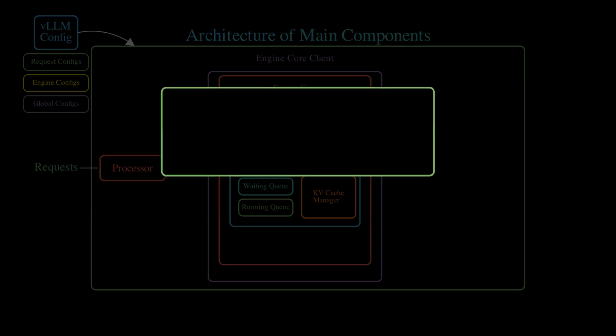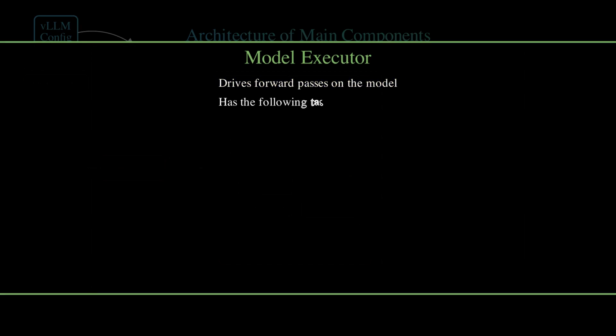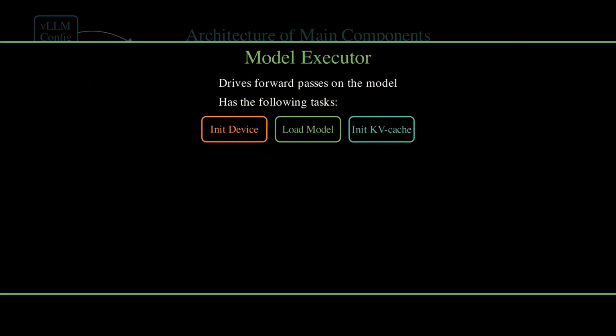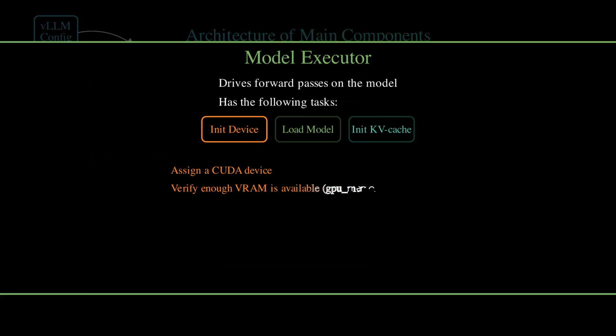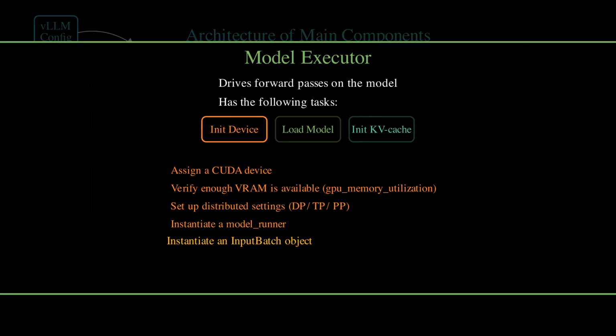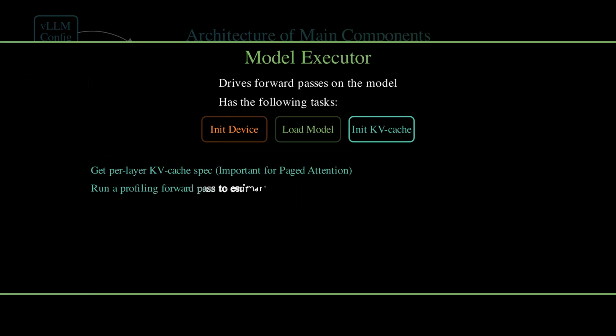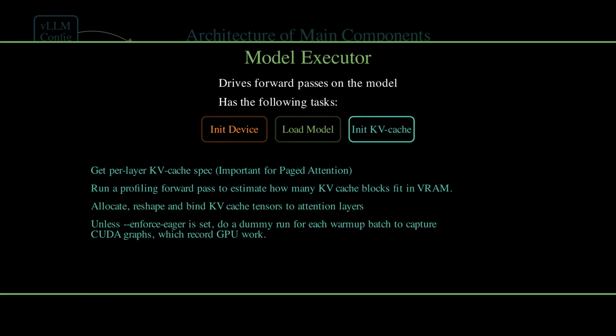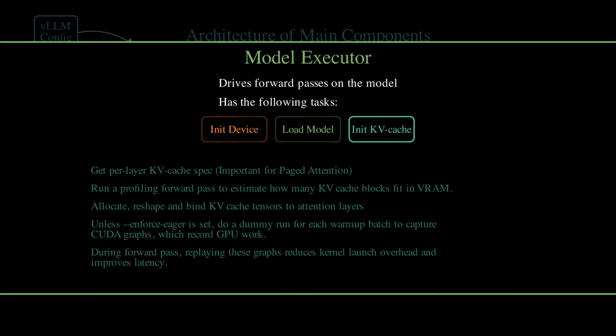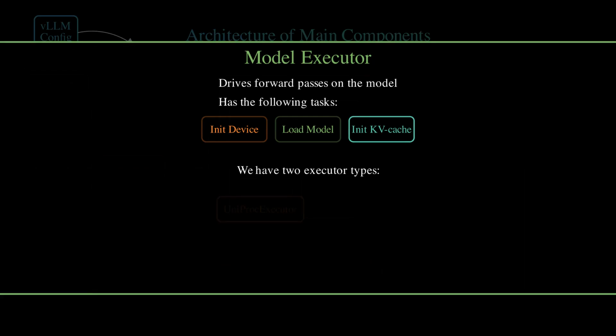The model executor handles all forward passes and begins with 3 setup steps. First, initializing the device by selecting a CUDA GPU, checking VRAM, configuring distributed settings, and creating the model runner and input batch. Second, loading the model by constructing the architecture, loading weights, and switching to eval mode. Third, initializing the KV cache by reading its specification, profiling VRAM to estimate how many blocks can fit, allocating and binding the cache tensors, and capturing CUDA graphs for faster execution. Finally, the system can use either a uniproc executor or a multiproc executor.